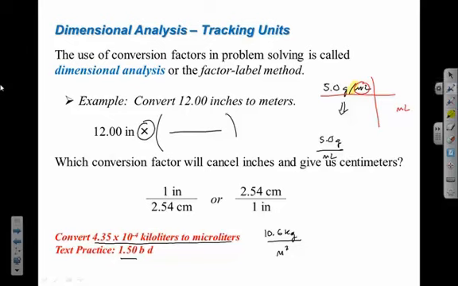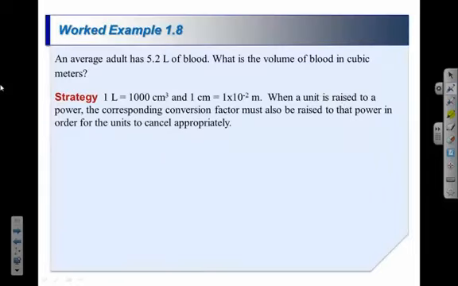So in this case, I've got 10.6 kilograms per meter cubed. I want to convert that to grams per centimeter cubed.